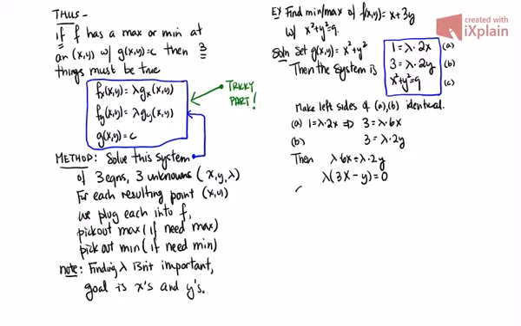So now we can say either lambda equals 0 or 3x equals y, or 3x minus y equals 0, or y equals 3x. Then we go back to our system, and we notice something. If we go back to A at the very beginning, if lambda is 0, then A says that 1 equals 0.